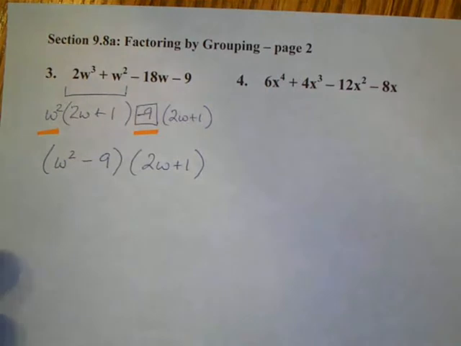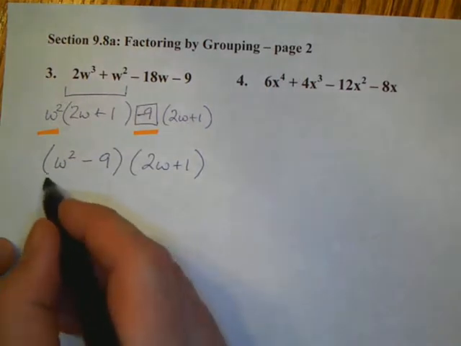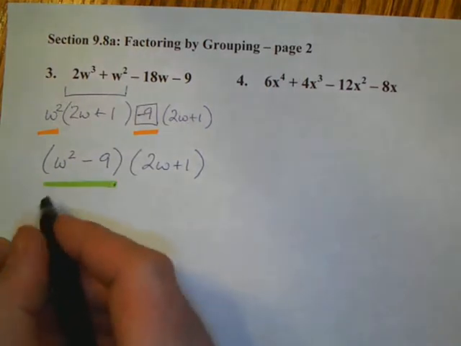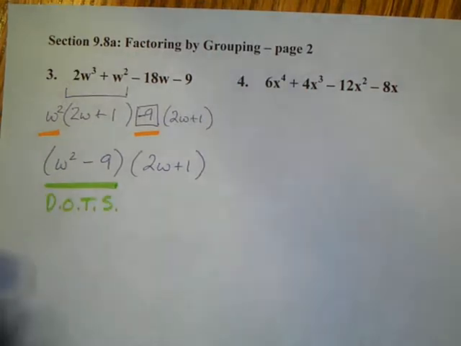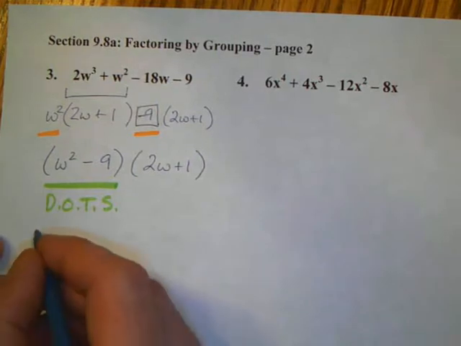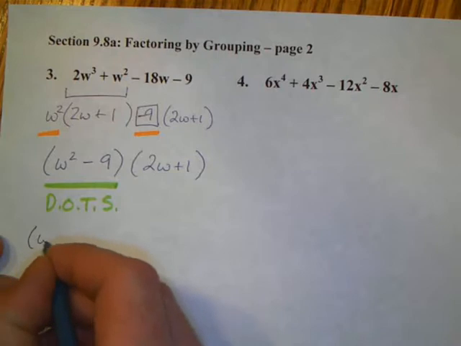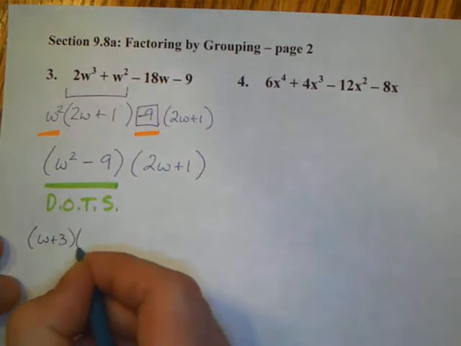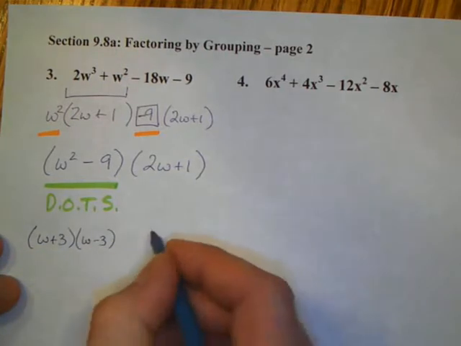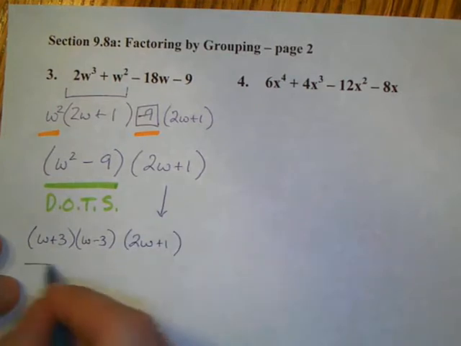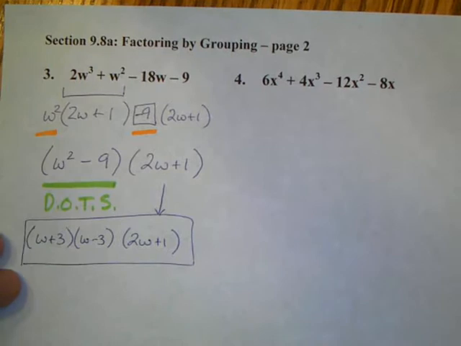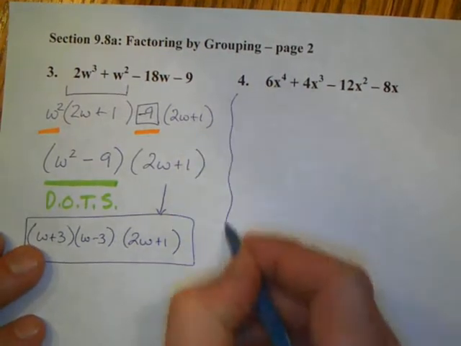Now we consider what we have to go from here. We need to look, does either of our two parts continue on? The w squared minus 9 does, because that's the difference of two squares. If you remember, the difference of two squares very simply says both are going to be a square and there's going to be a subtraction sign in between. And so the w squared minus 9 factors to w plus 3 times w minus 3. And then we bring down the 2w plus 1, and that's our final answer.